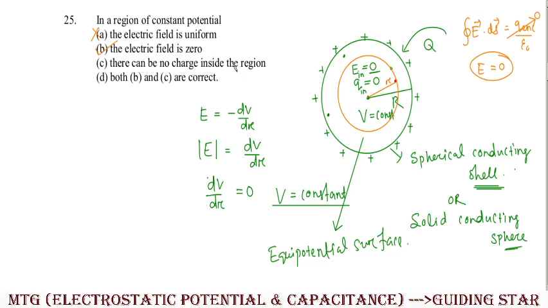There can be no charge inside the region, that is also correct, because we have just already said that no charges, surface के अंदर में कोई भी चार्ज नहीं रहेगा, so that will also be correct. So option D is saying both B and C are correct, so here we will choose option number D, which will be the correct one.